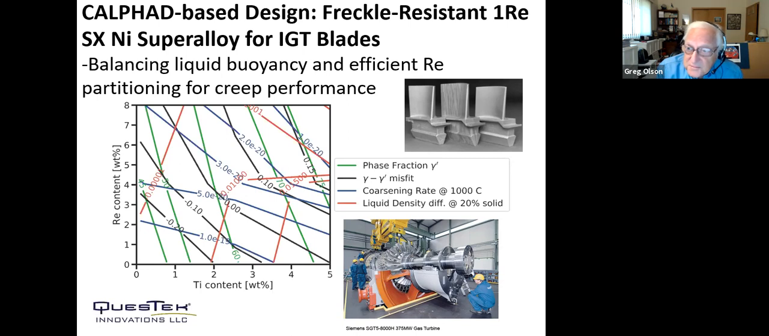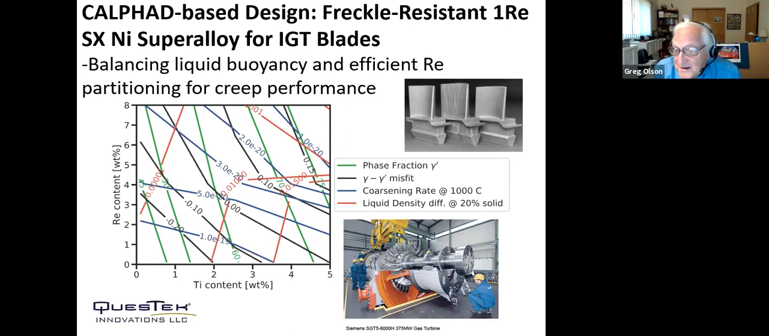We took a look at the ability to predict the critical Rayleigh number for this by predicting the solid liquid partitioning during solidification and the associated liquid molar volumes in order to predict the buoyancy that would drive this process. And it was clear in the late 90s, CalFad wasn't ready. Our databases did not have the accuracy to control those parameters.